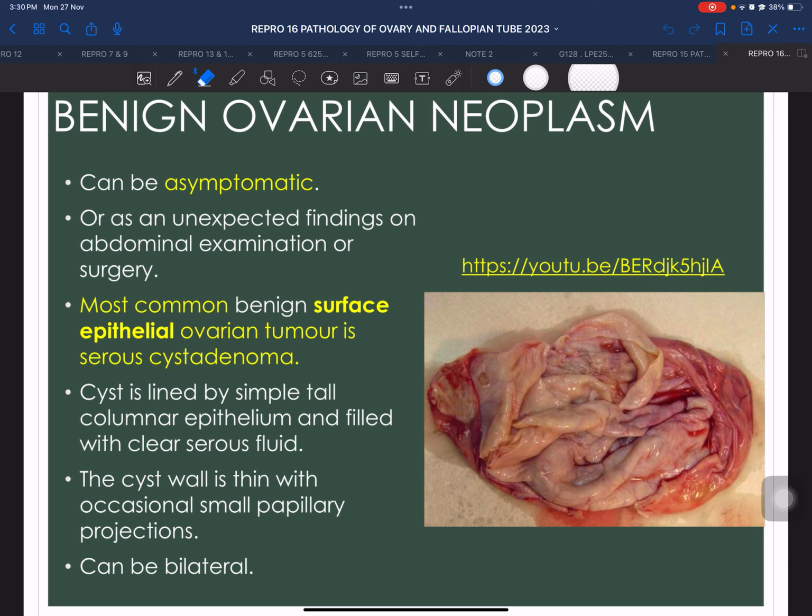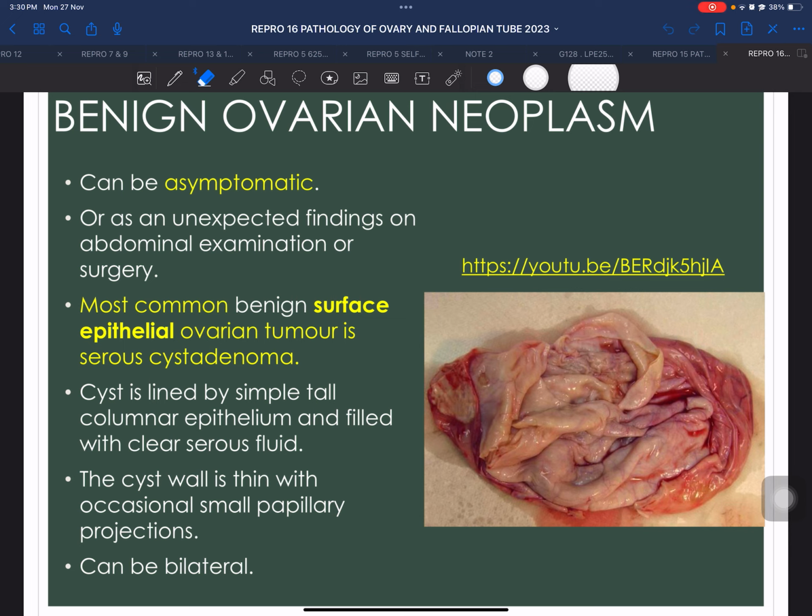Okay, so this is the appearance of the serous cystadenoma. They have a papillary formation lined by this columnar epithelium.